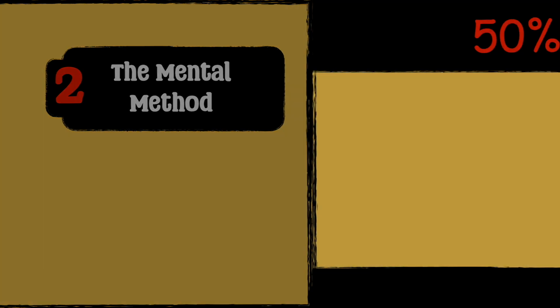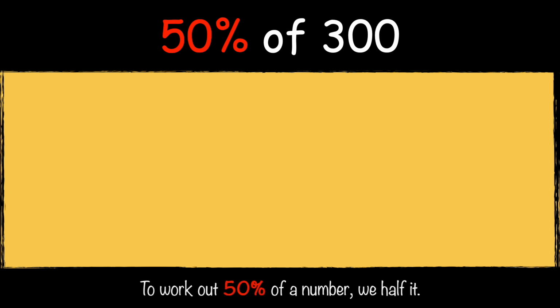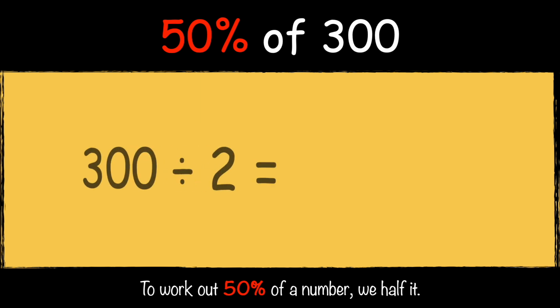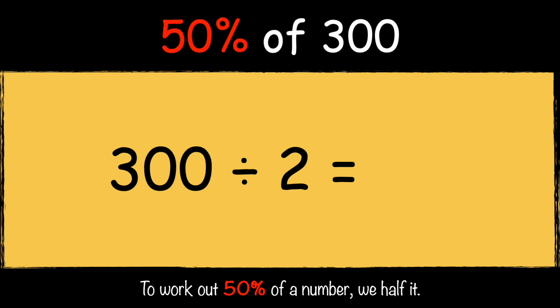Next, we'll look at the mental method. For this part, we'll look at how to work out key percentages of amounts that you might use in daily life. 50% of 300. To find 50% of a number, we half it. So 300 divided by 2 equals 150. This is the easiest and the fastest percentage to work out in your head.